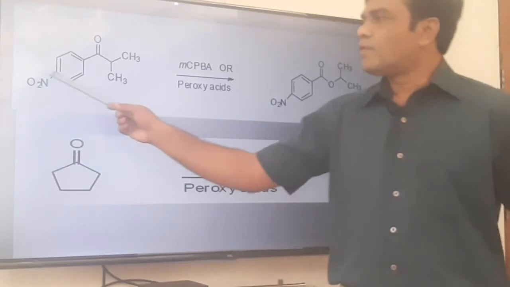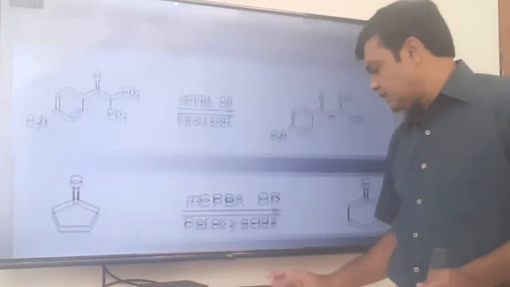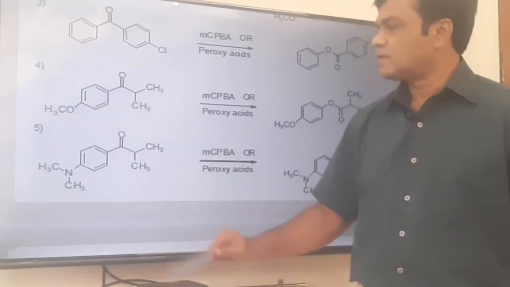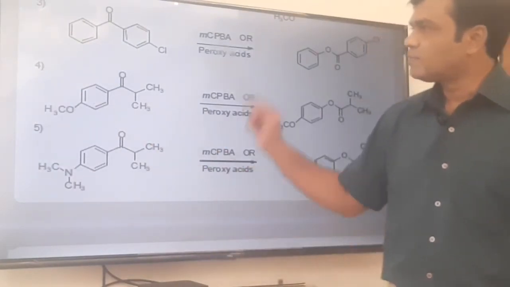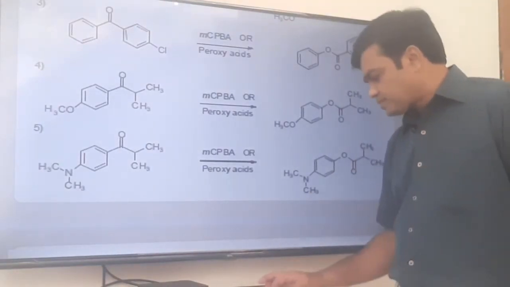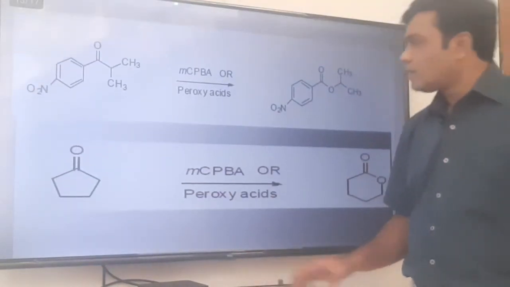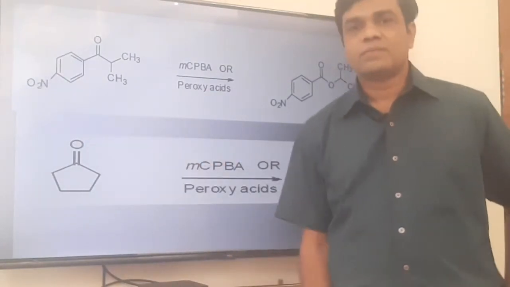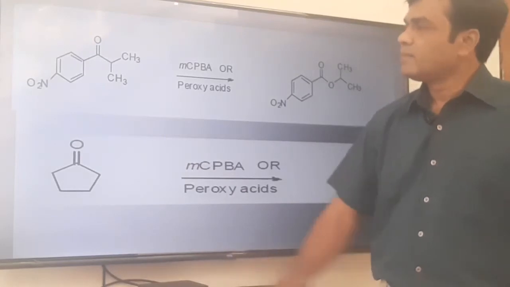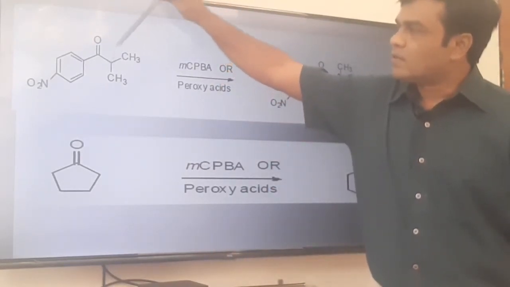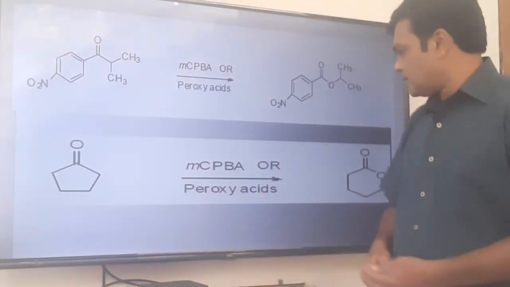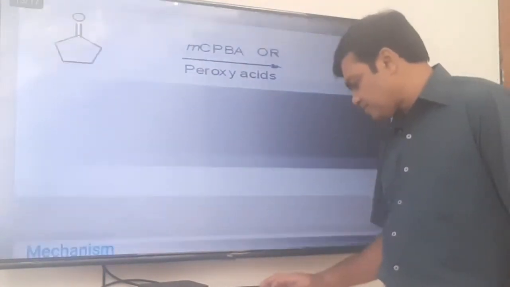But when an electron withdrawing group is attached, see, in the previous example electron donating groups are there, the methoxy group is electron donating, N-dimethyl is electron donating, and from their side the oxygen is incorporated. But here a nitro group is there, and all of you know that the nitro group is electron withdrawing in nature. So in that case, though it is the aromatic ring, the oxygen is incorporated from the aliphatic side. This example we have already discussed.